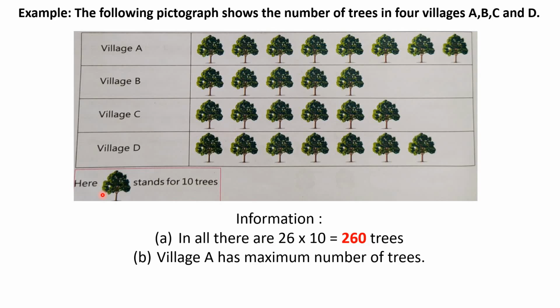Village A has the maximum number of trees, as you can see. That is 1, 2, 3, 4, 5, 6, 7, 8. 8 into 10, so village A has 80 trees. And village B has the minimum number of trees. Minimum means fewer trees compared to the rest of the villages. Village B has 1, 2, 3, 4, 5. 5 into 10 is 50 trees. That is why village B has the minimum number of trees.